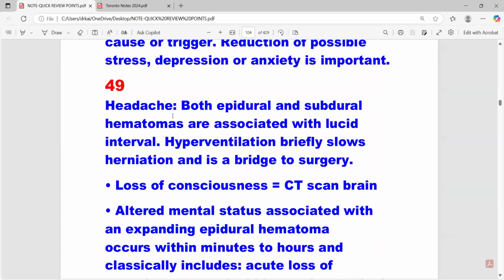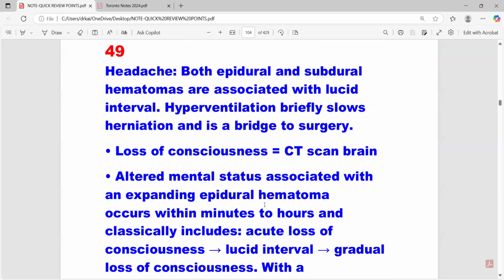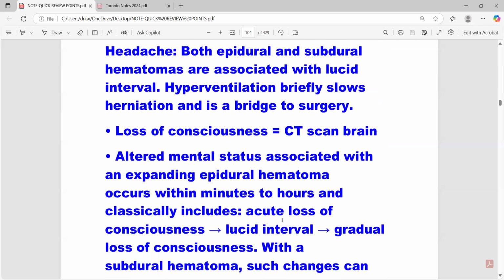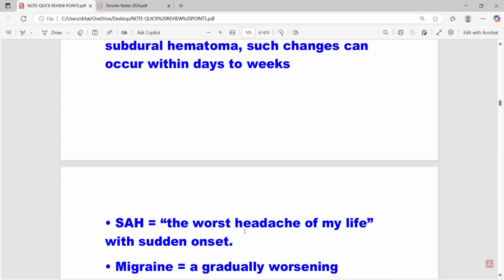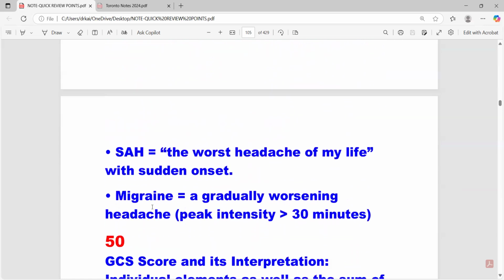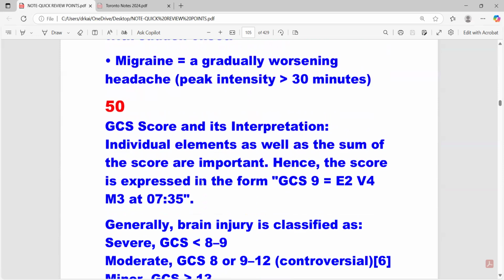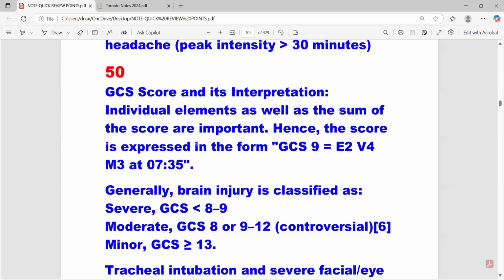In cases where there is a headache along with loss of consciousness, we do order a CT scan of the brain. Altered mental state associated with an expanding epidural hematoma occurs within minutes to hours and classically includes acute loss of consciousness, a lucid interval, then gradual loss of consciousness. With a subdural hematoma, such changes can occur within days to weeks. Then subarachnoid hemorrhage and then migraine. Then, as I already discussed, the GCS calculation is very, very important. Individual elements as well as the sum of the scores are important.